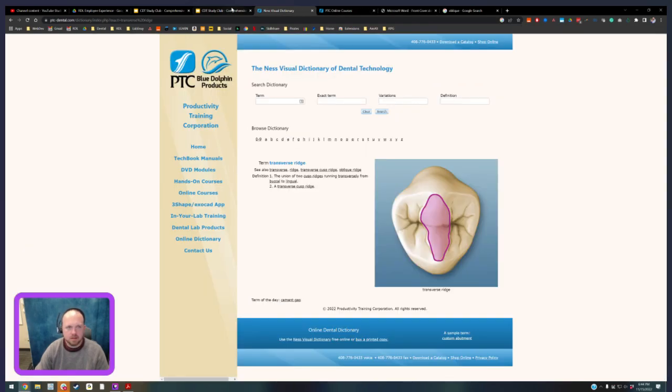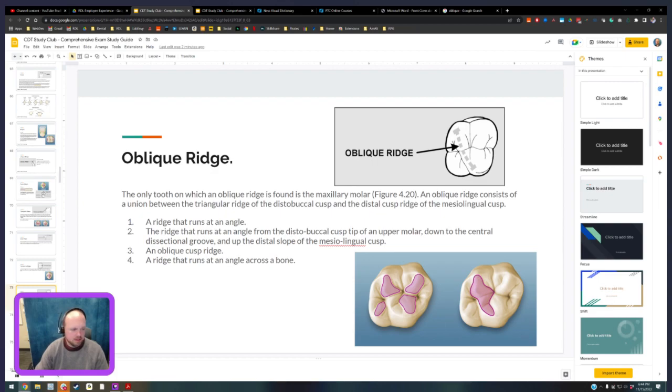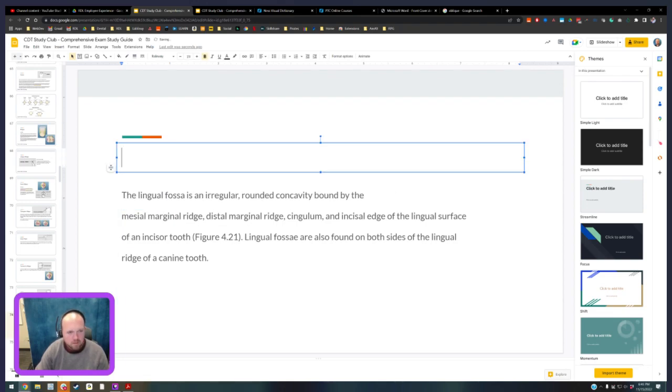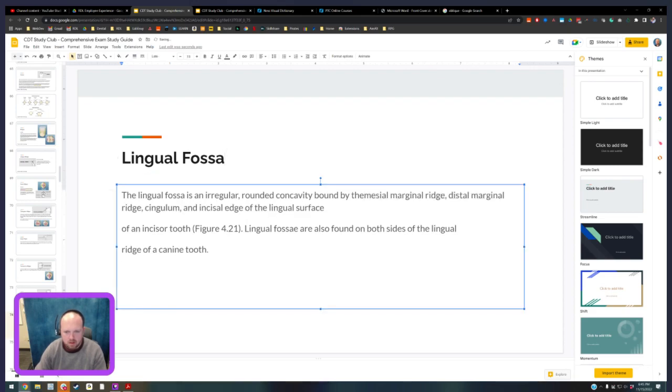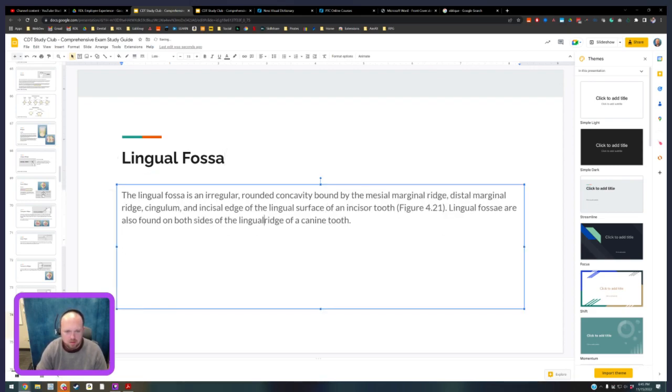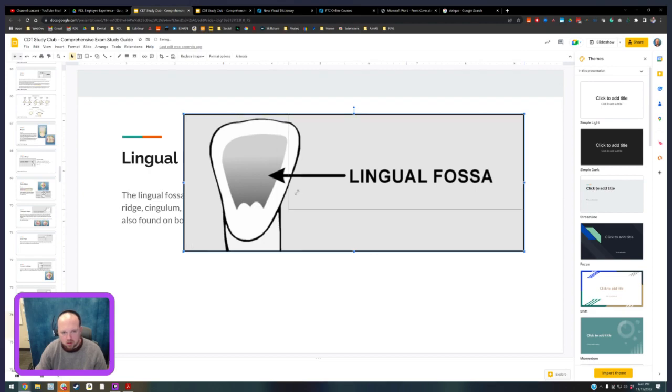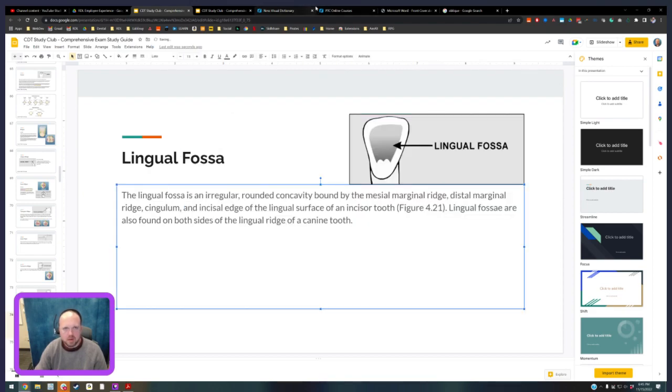Let's take a look here. All right, next up, so we're on oblique ridge. So we'll do lingual fossa. Is it fossa or fossa? Honestly, I'm going blank here. Control X. The lingual fossa. All right, what else we got?